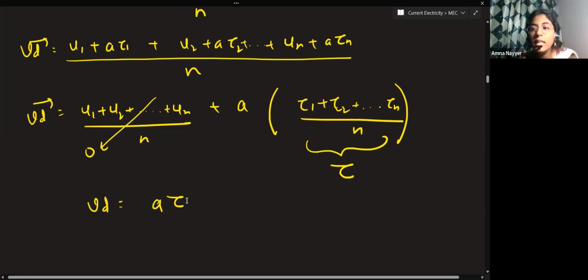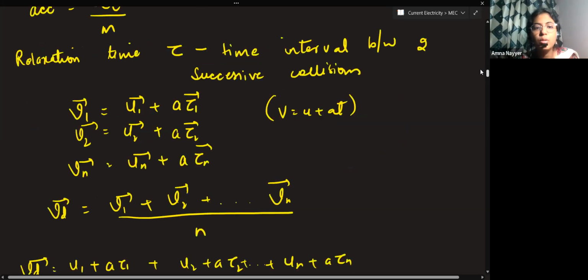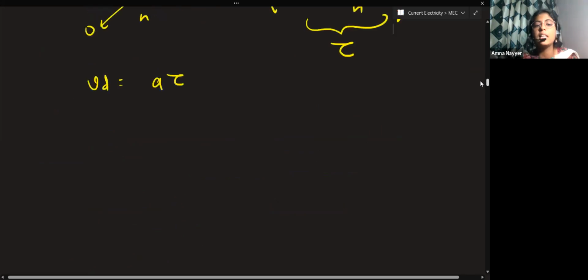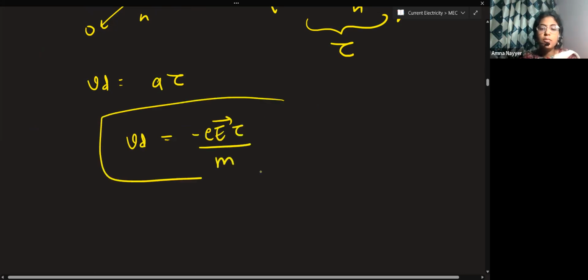Now, what was the value of acceleration that we wrote? Minus E, capital E divided by m. This was your acceleration. Put it. Drift velocity is what? Minus E, capital E tau divided by m. This is the formula of your drift velocity. This term is your drift velocity.